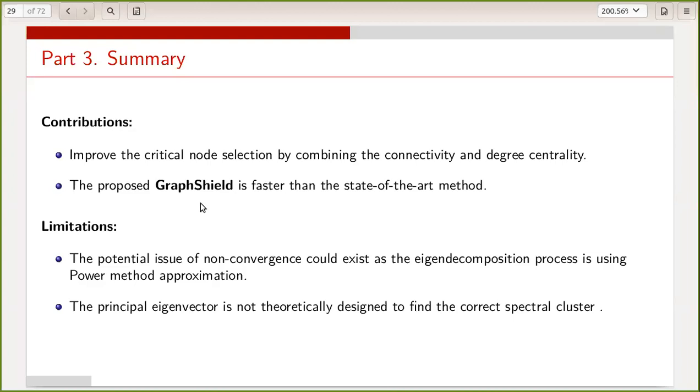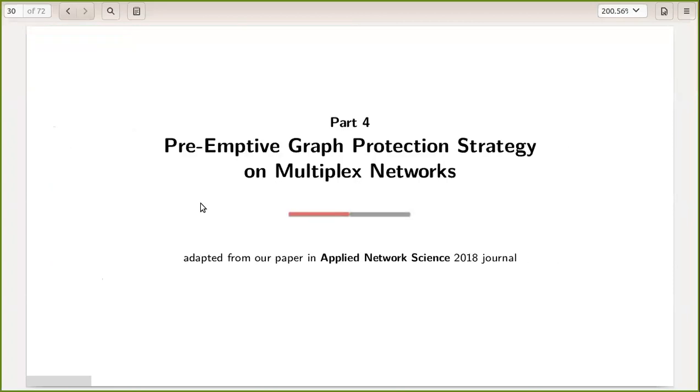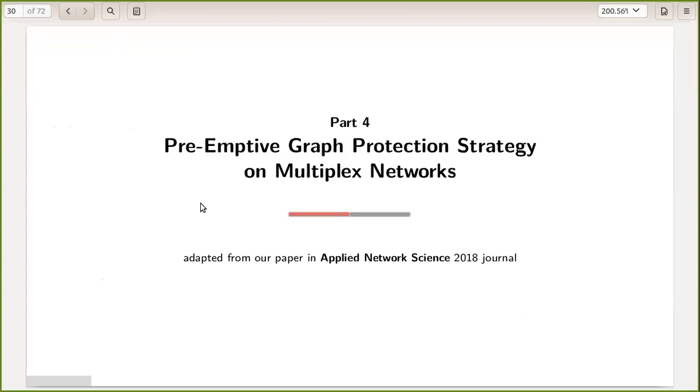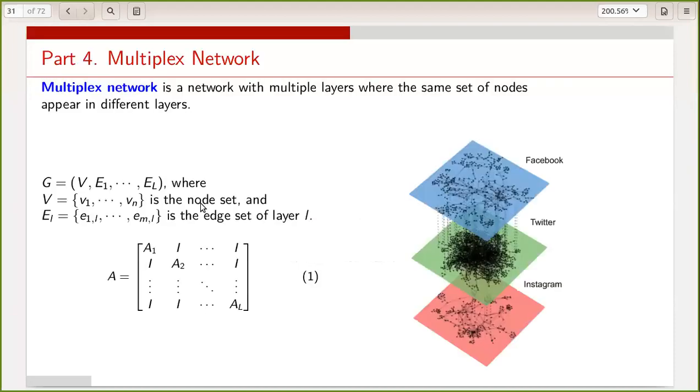There is a potential issue of non-convergence because we use the eigen decomposition process and we use the power method approximation. So there is a potential issue of non-convergence. Right? And the second one, that the principal eigenvector is not theoretically designed to find the correct cluster. Right. So in the second part, we want to handle this kind of limitation. And also we want to handle the challenge of multiple layers of the network.